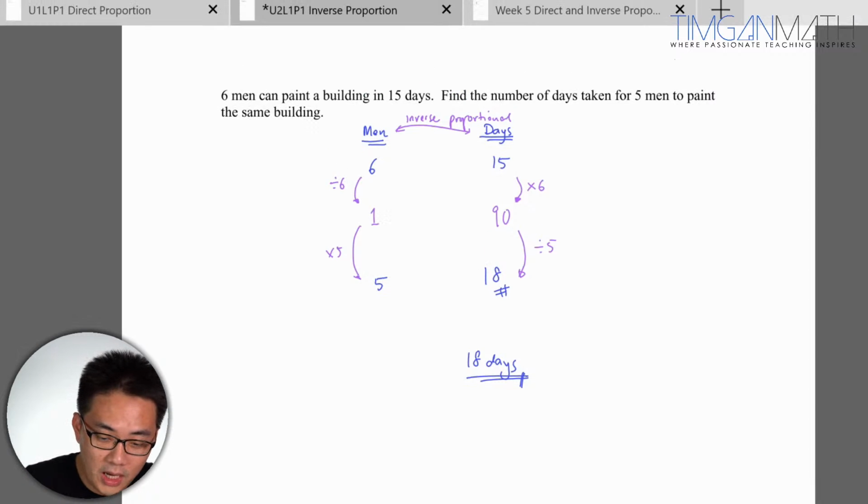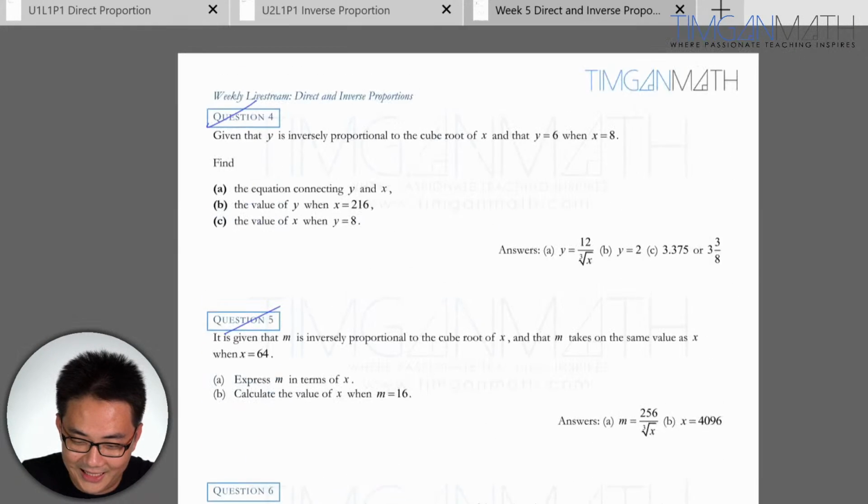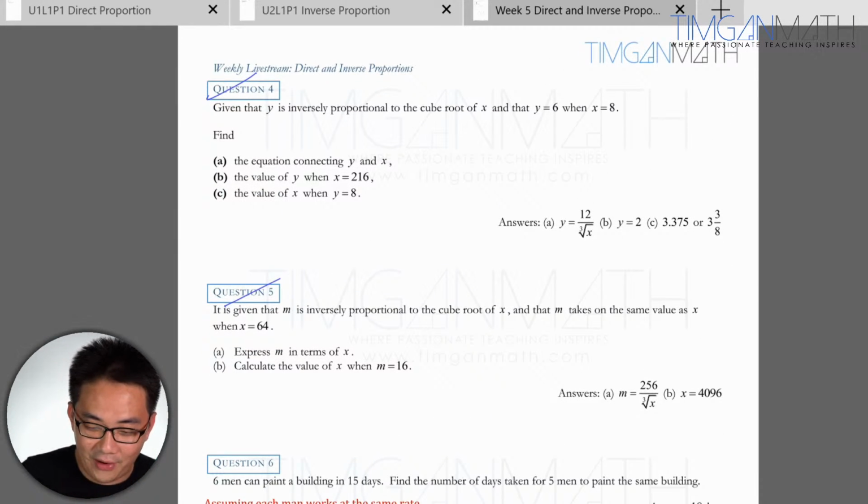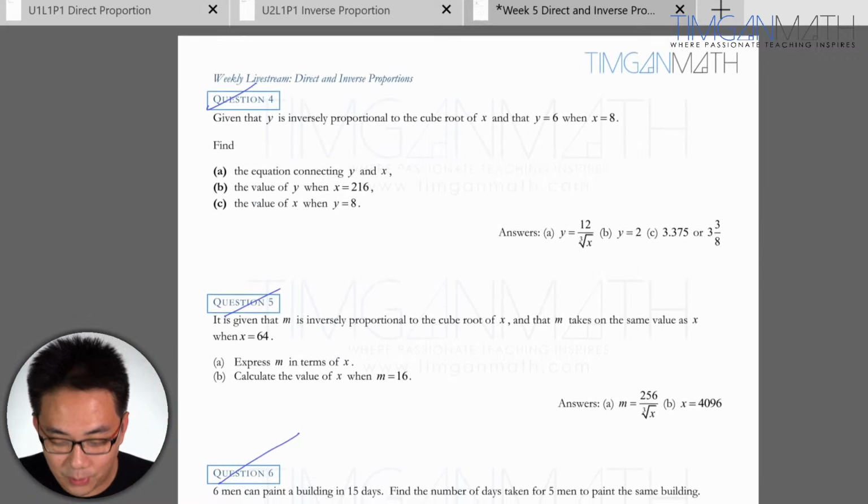So students, we have concluded today's lesson. I think today's lesson is pretty fast. 6 questions on direct and inverse proportion.